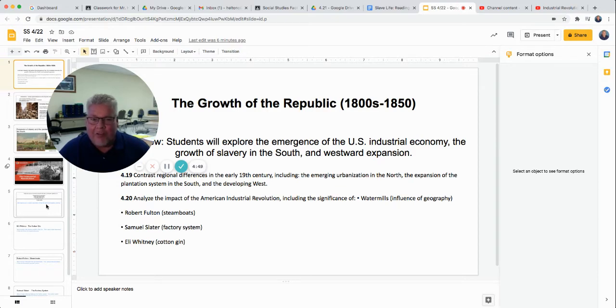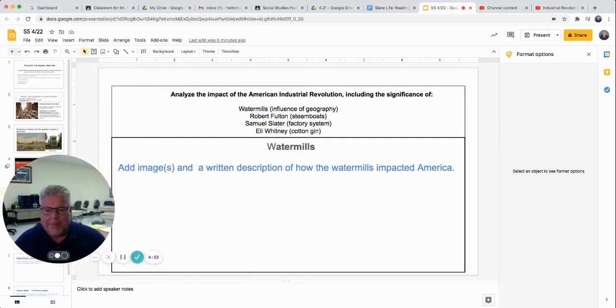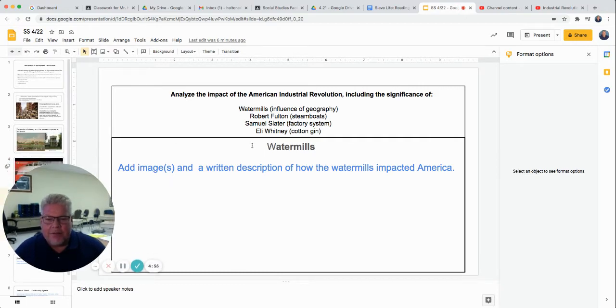So we're going to kind of do what we've been doing a lot this week, using the internet to add some pictures and details. So the first one is water mills. These are the order they're going to go in. Analyze the impact of the American Revolution. So what we want to know is how they impacted America. How did they help us during the Industrial Revolution? So add image or images and a written description of how the water mills impacted America.